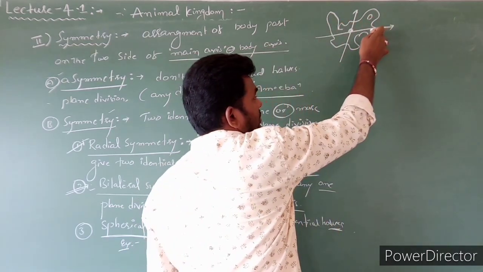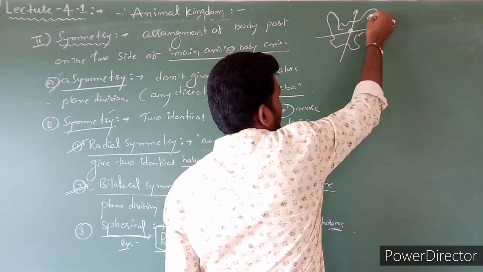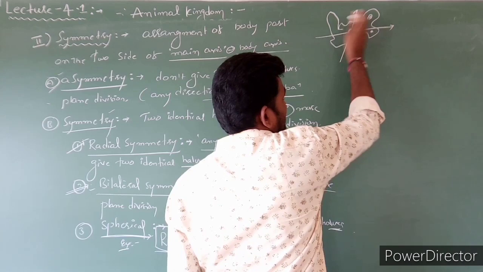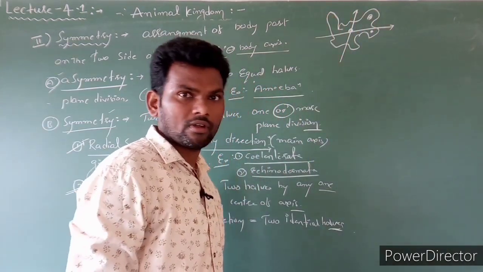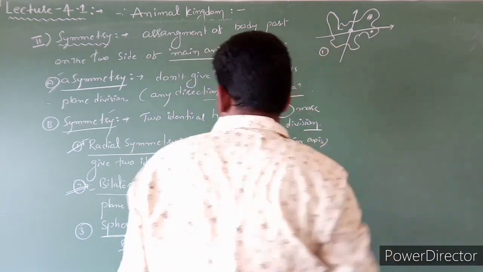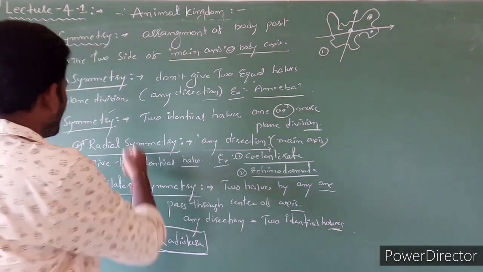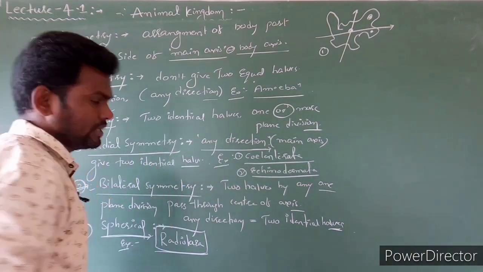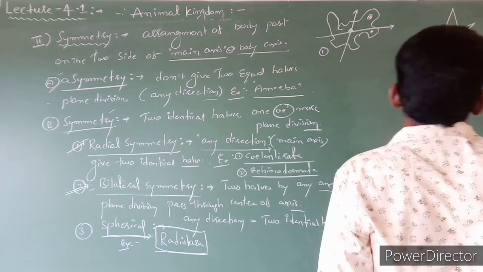For example, here one vacuole is there, and here the vacuole is not there. If you cut like this, the vacuole as well as the nucleus have come to this side, and this side does not contain any vacuole or nucleus. Clear? So this is the best example for what? Asymmetry, amoeba. Next one is radial symmetry. Best example is starfish.